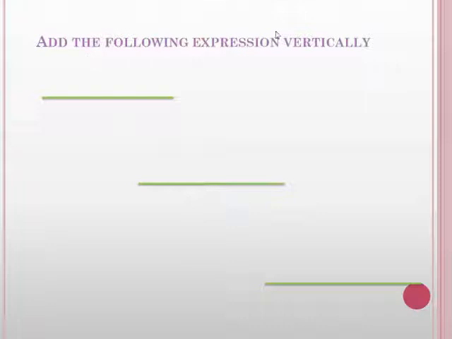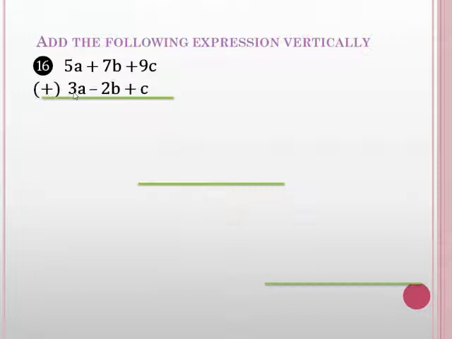Now students, add the following expression vertically. Here we discuss the addition in the vertical way. In question number 16, we have 5a plus 7b plus 9c added with 3a minus 2b plus c. Now we get the answer. Here we add these expressions in the vertical way. So here we have 9 plus 1 is 10c, plus 7b minus 2b is 5b, and plus 5 and plus 3 is 8a.